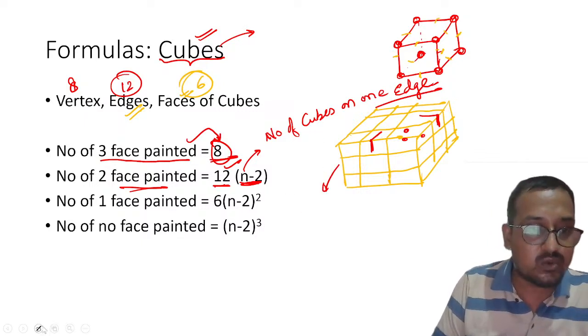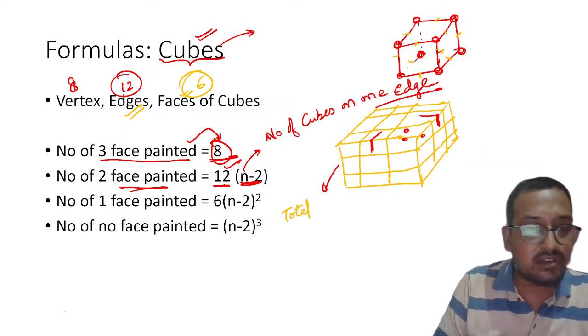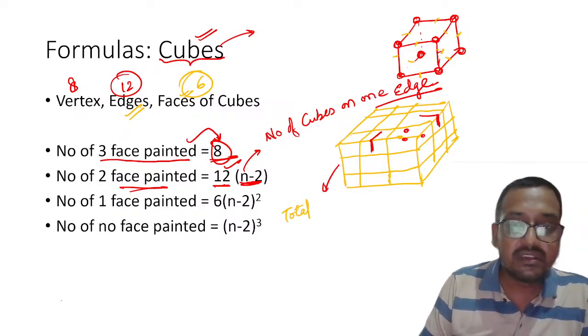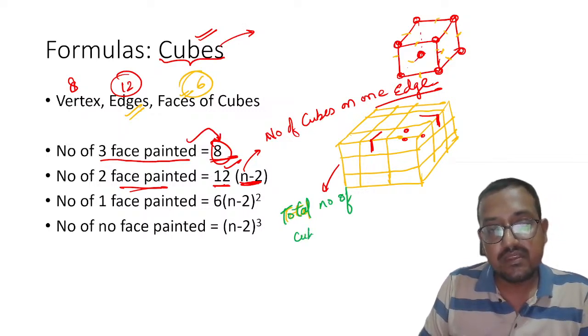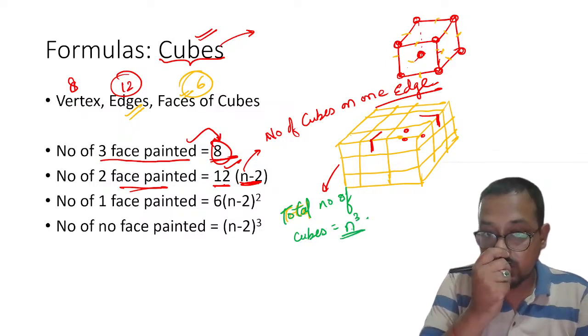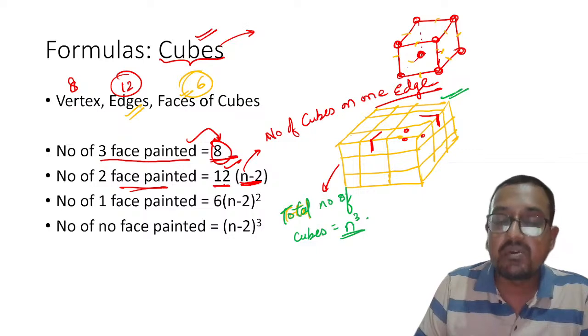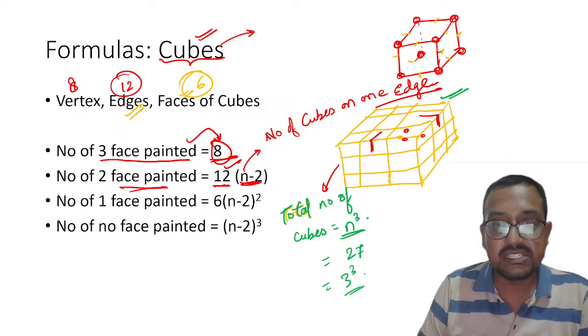Total number of cubes, how many will there be? The total number of cubes will be equal to n cubed. Please remember n cubed. So in this case, the total number of smaller cubes will be 27, that is 3 cubed. Understood? Please remember this thing.